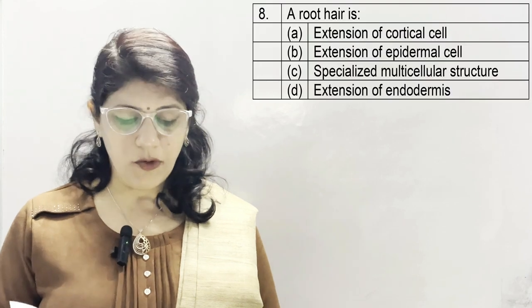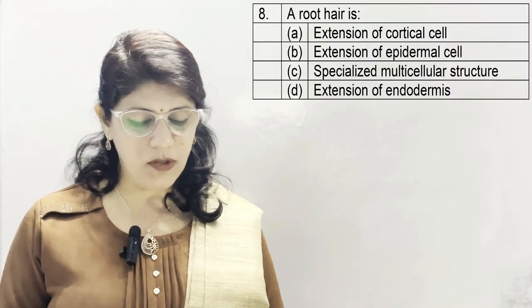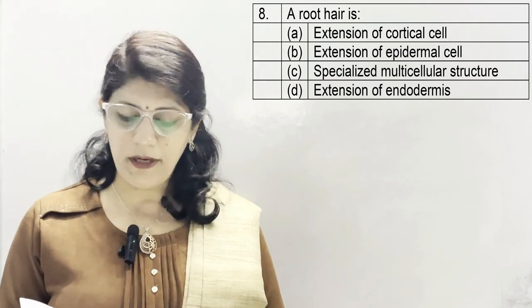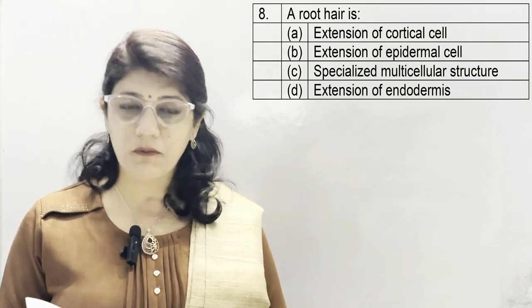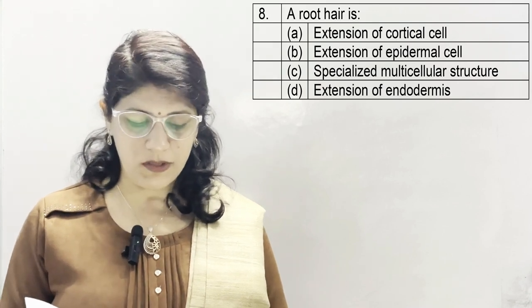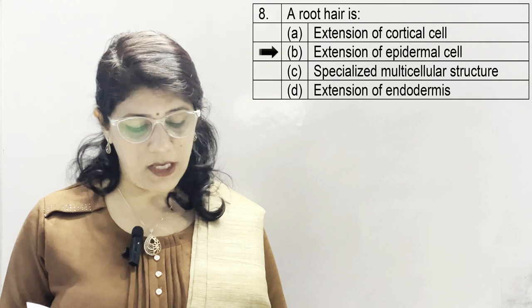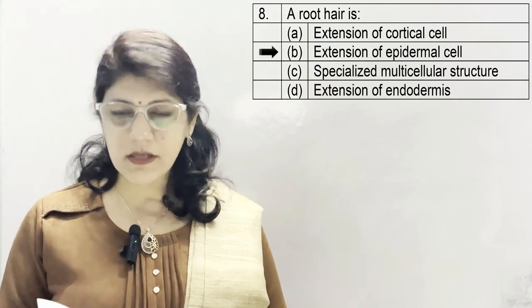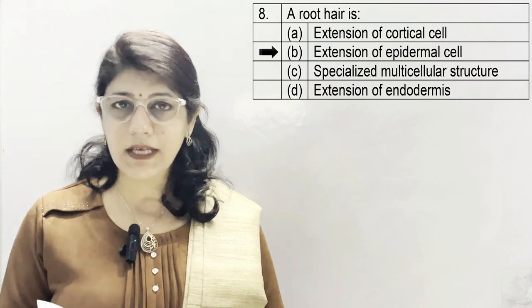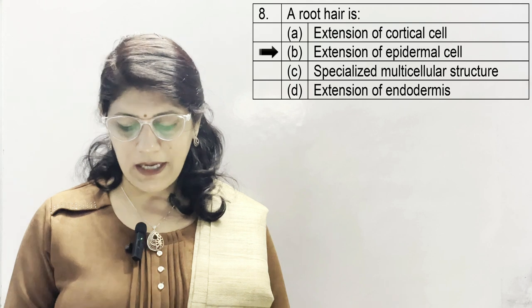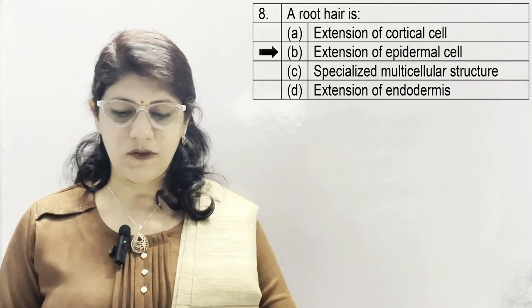Question number 8. A root hair is A, extension of cortical cell, B, extension of epidermal cell, C, specialized multicellular structure, and D, extension of endodermis. And the correct option is B, extension of epidermal cell, because they contain large vacuoles having cell sap and water is drawn inside the root hair by the process of osmosis.